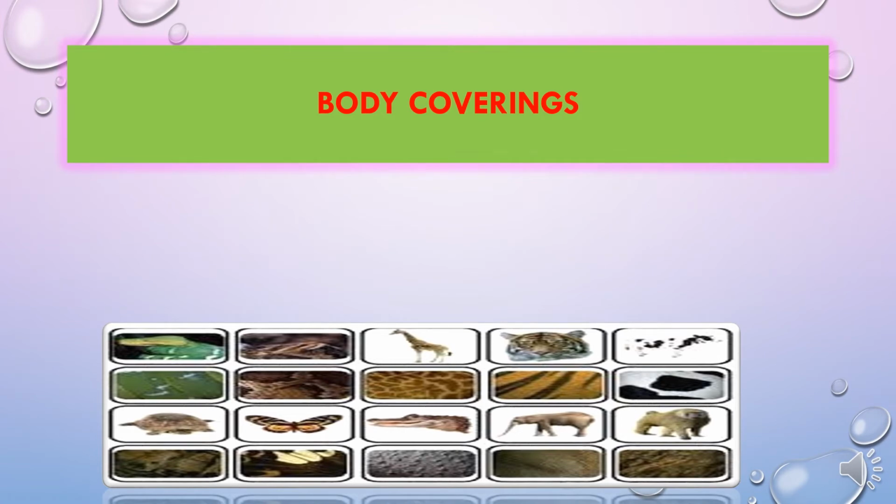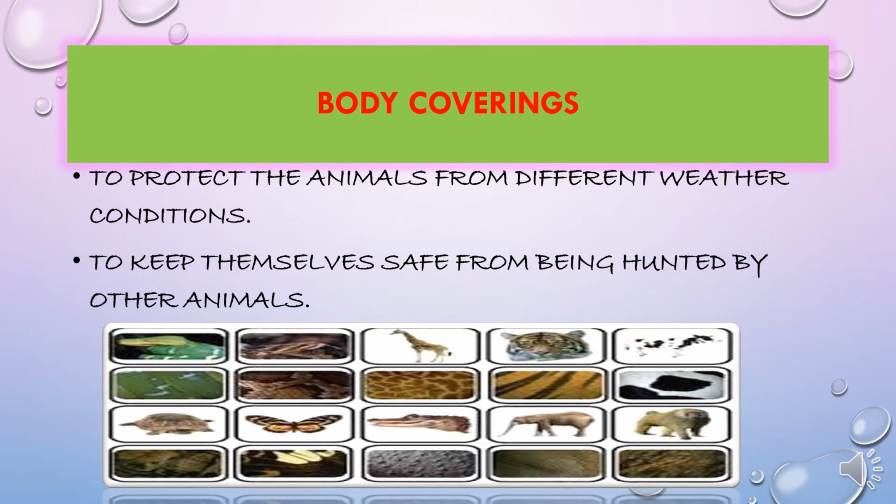Body coverings. Now you have seen that different animals have different types of body coverings on themselves. The body covering is not the same on all animals. Why is it there? First of all, to protect the animals from different weather conditions and to keep themselves safe from being hunted by other animals. Now let's find out how the body covering helps an animal to save itself from being hunted by other animals, and also how it helps to survive in different weather conditions.